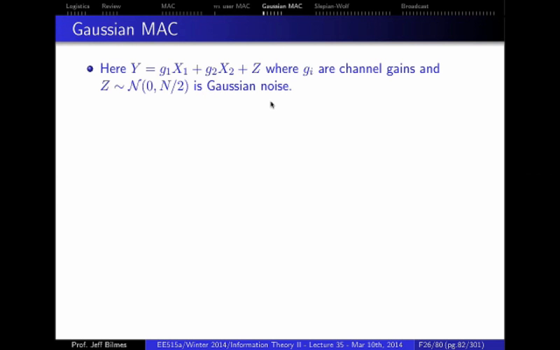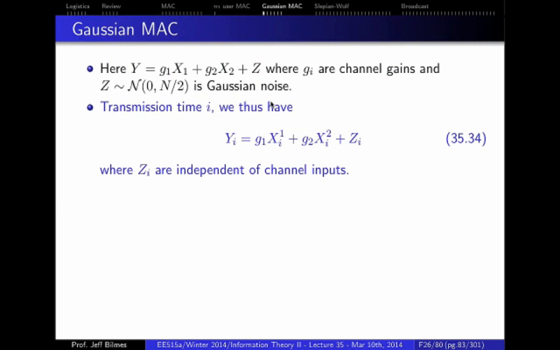The Gaussian map is fairly simple. Basically, we have y, which is what is received. We have two senders, x1 and x2, each of which is subject to some gain, g1 and g2. And z is noise. gi is the channel gain, and the noise is presumed to be zero mean Gaussian noise with variance N over 2. At transition time i, we draw a random number from here, draw a random number from here, take this combination where z is this noise term, independent of everything else, and we get a resulting y back. And that's the ith channel use.